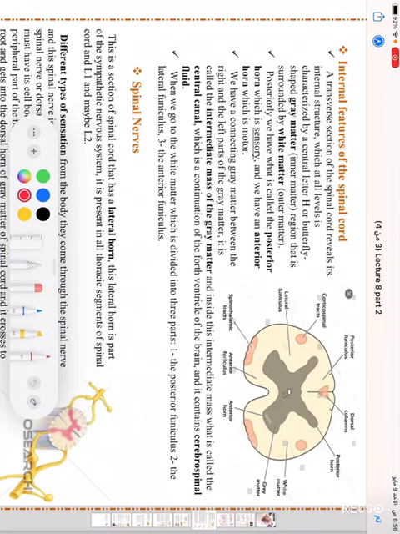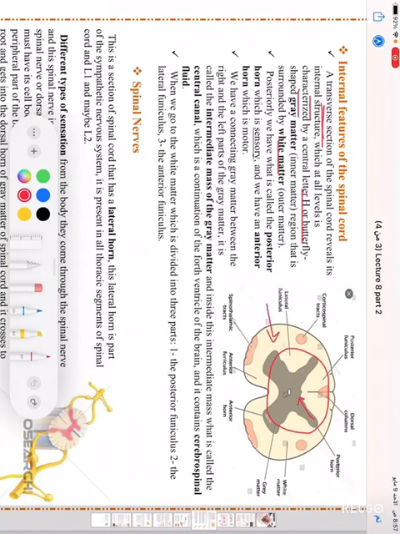In general, the internal features include the gray matter and the white matter. Let's start. The transverse section of the spinal cord reveals its internal structures, which at all levels are characterized by the central letter H or butterfly shape, which is the gray matter, the inner matter region that is surrounded by white matter. So this is the gray matter.